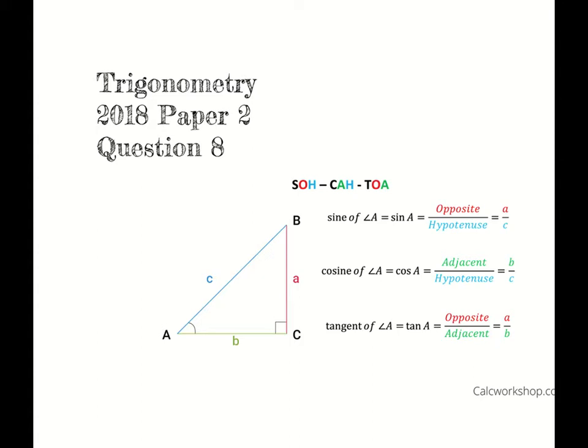So what you need to remember in trigonometry is for right angle triangles, you're going to be dealing with Pythagoras and SOHCAHTOA. And for non-right angle triangles, you're going to be using the cosine rule or the sine rule.